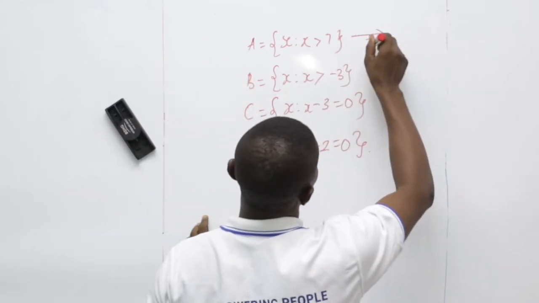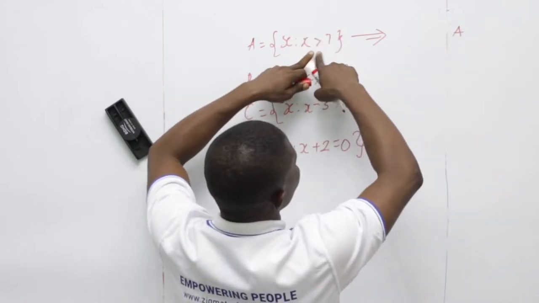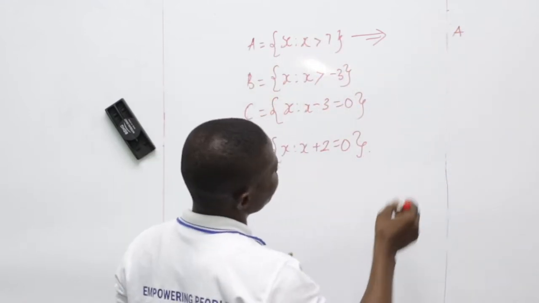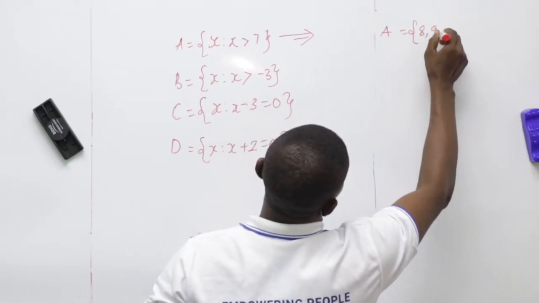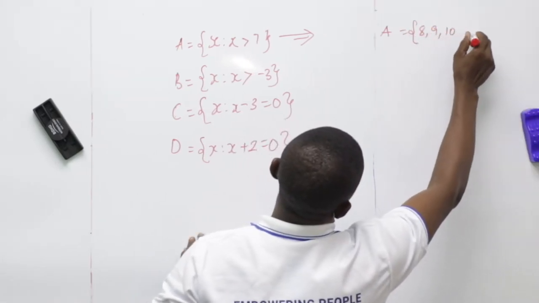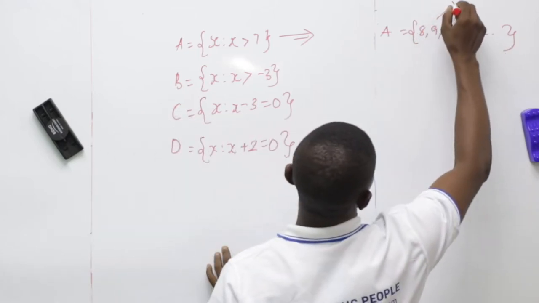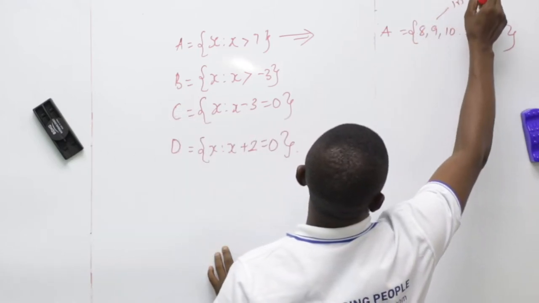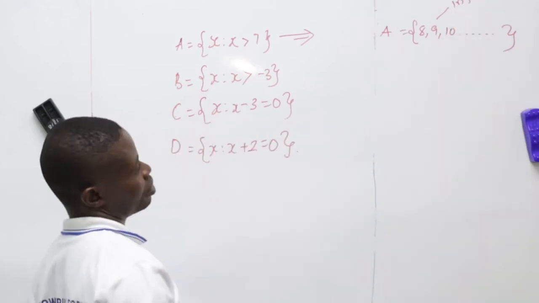This implies that A, x is greater than 7, meaning A will start with 8, 9, 10, dot, dot, dot. This is called an infinite set because it has no limit, it has no end.